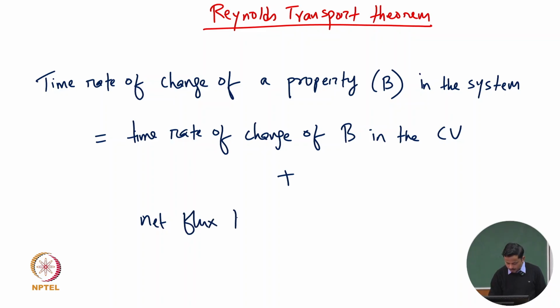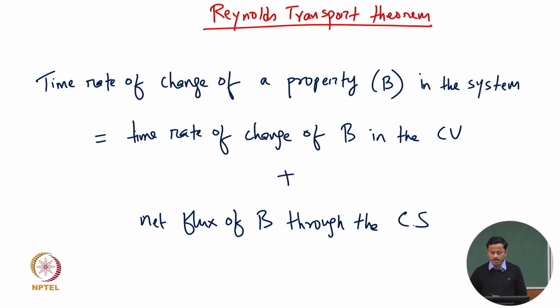the net flux of B through the control surface. CS is the abbreviation for control surface in this derivation. So the time rate of change of a property in the system is equal to the time rate of change of B in the control volume plus how much B is going out through the control surface. So the control surface is the surface that is bordering the control volume.